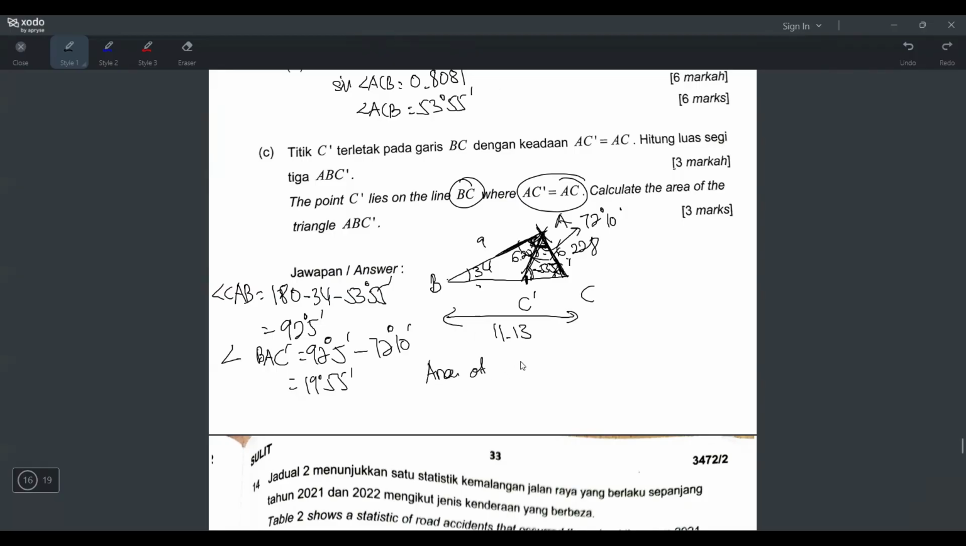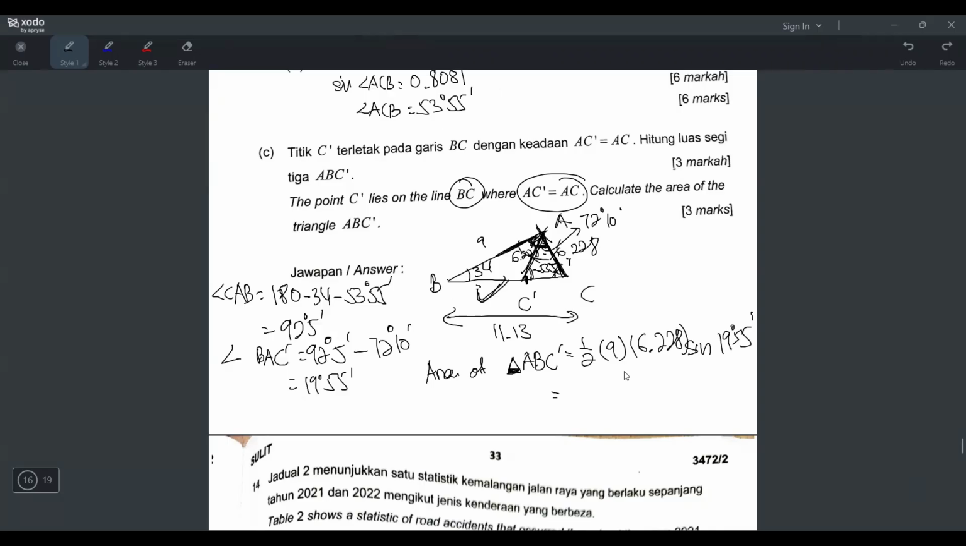So area of triangle ABC prime, which is this triangle, you will take 1 over 2 AB sine C formula. The A is 9, and then the other side is 6.228. And then sine angle, and the angle is this one, 19 degree, 55 minute. Actually, there's another method to do this question. You can also find this length, because if you get this length, you can also find the area, right? 1 over 2 AB, and then sine 34. But I never do it like that. But can also. You get the same answer.